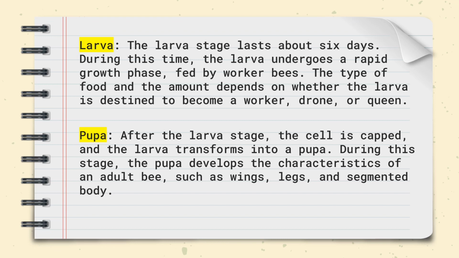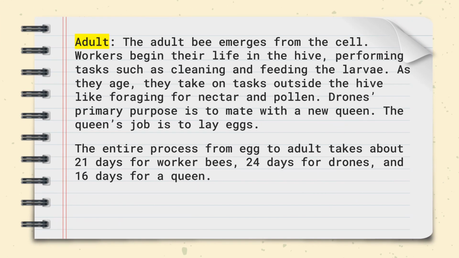Larva. The larva stage lasts about 6 days. During this time, the larva undergoes a rapid growth phase, fed by worker bees. The type of food and the amount depend on whether the larva is destined to become a worker, drone, or queen. Pupa. After the larva stage, the cell is capped and the larva transforms into a pupa. During this stage, the pupa develops the characteristics of an adult bee, such as wings, legs, and a segmented body.